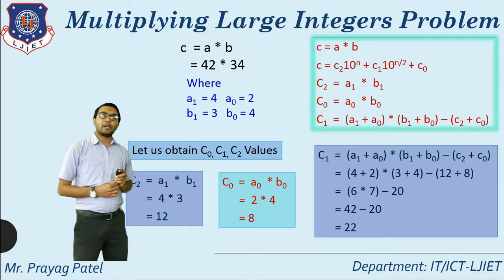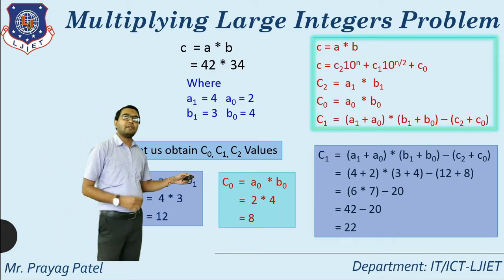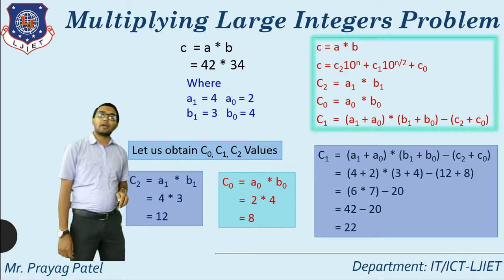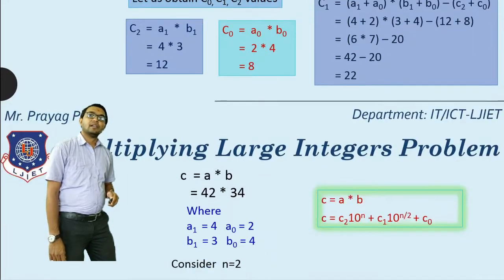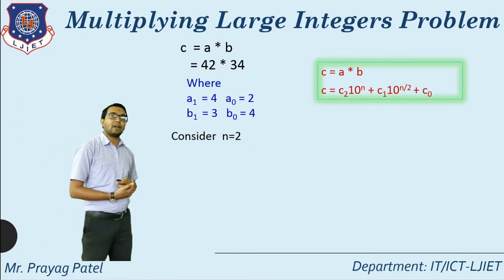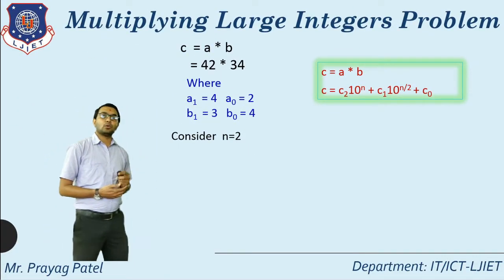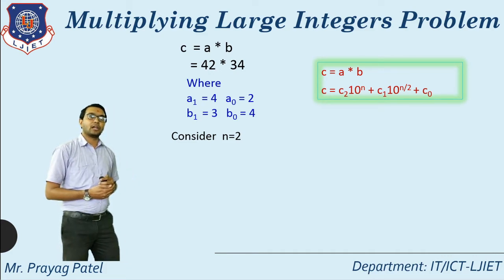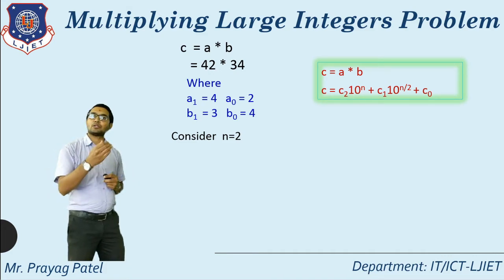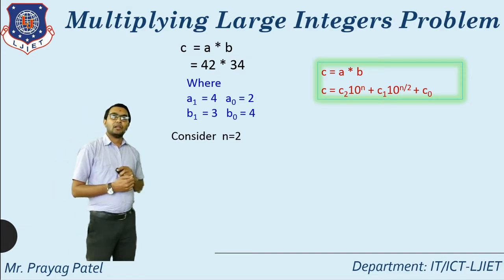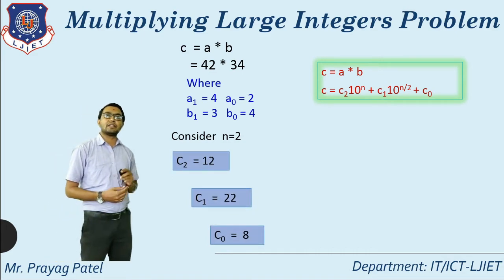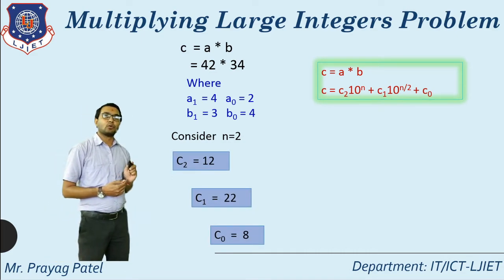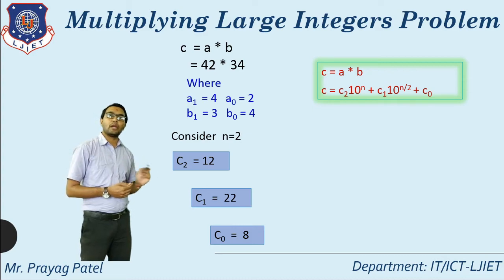Now the next step is 42 minus 20, then we will get the final answer equal to 22. Now we have the values of C2, C0 and C1, so we can easily find the value of C. C equals A multiply B. So here consider C equal to C2 10 raised to n plus C1 10 raised to n by 2 plus C0. Now consider the values of C2 equal to 12, C1 equal to 22 and C0 equal to 8.